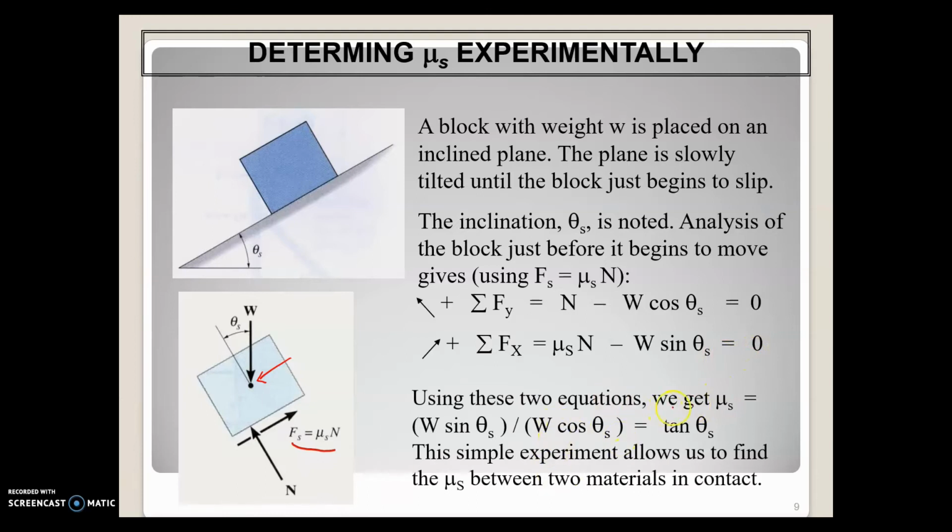Okay, using these two equations, we get mu s equal to W sin theta s divided by W cos theta s, equal to tangent theta s. This simple experiment allows us to find the mu s between two materials in contact. Alright.